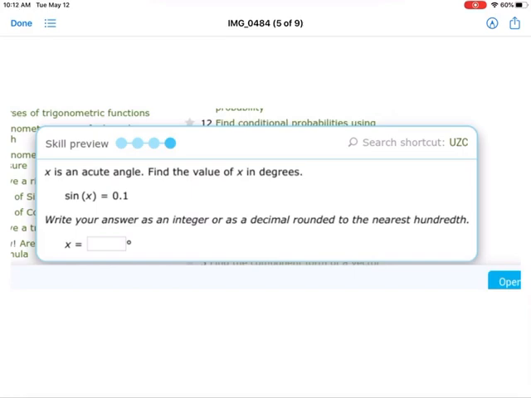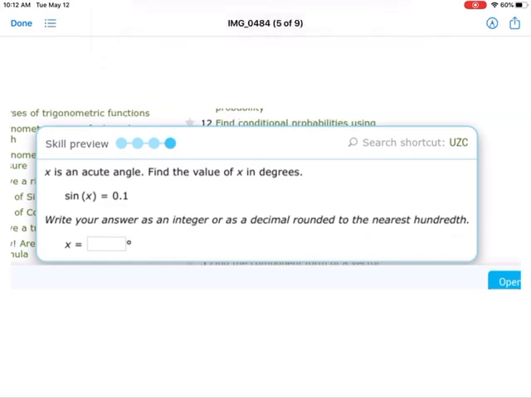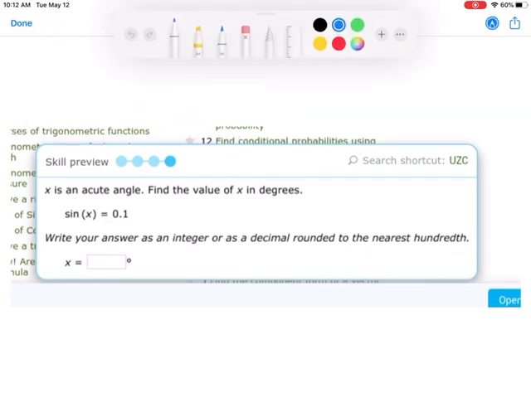All right, X is an acute angle, find the X in degrees. And it says write your answer to the nearest hundredth, so this is going to be decimal one. So to get X, all I'm going to do is the inverse of sine. Anytime you're looking for an angle, that's where you have to do the inverse. All right, so I'm going to do blue. So to solve for X, I do the inverse sine, that's that -1 on top there, of 0.1. That's what it looks like on my calculator. That's exactly what I'm going to input on my calculator on my phone.